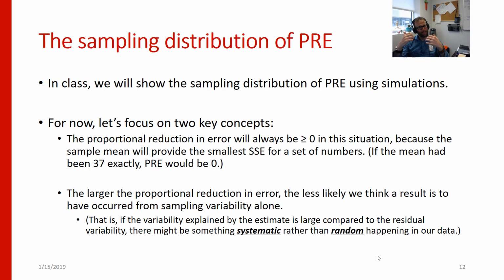Now, that doesn't mean it can't happen. Very, very strange events and very unlikely events happen all the time. But it would have a very low probability of happening due to sampling variability alone. Thus, if the variability explained by an estimate is large compared to the residual variability, this suggests that there might be something systematic rather than random happening in our data.